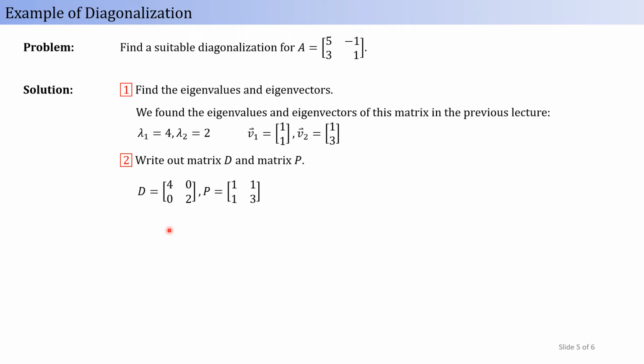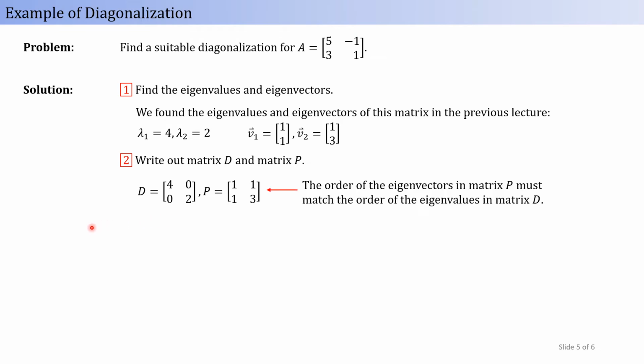Now, what's important is for matrix P, notice the vectors just became the columns, but the order matters. So if your first eigenvalue was 4, you have to use the corresponding eigenvector in the first column, right? And the second eigenvalue was 2. You have to use the corresponding eigenvector in the second column of P. So those have to match. So make sure that whatever order you choose, they have to match. You have to stay consistent.